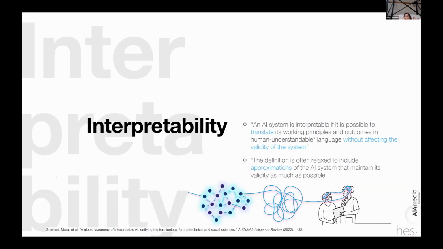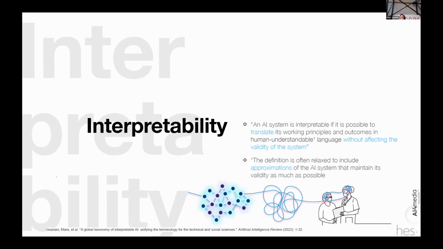I mean, the paper was published, but I'm expecting people to reply to that. And I'm encouraging people to reply to that because I think this has to be a discussion. And altogether, we can find a correct definition for interpretability. So we state in this paper that an AI system is interpretable if it's possible to translate its working principles and outcomes in human understandable language.